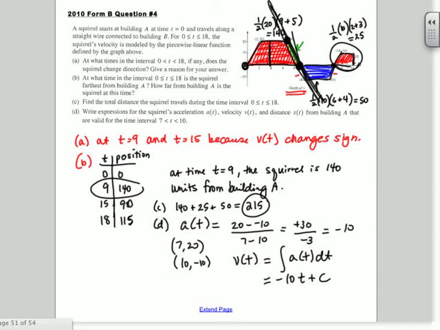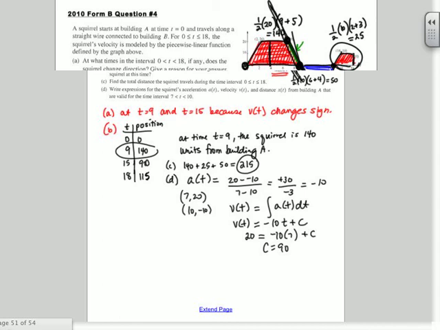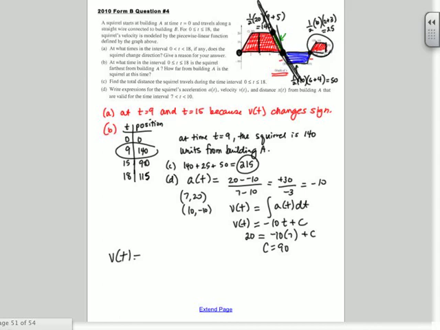You could plug in a point, right? So you're going to have v of t equals negative 10t plus c, and we want to use one of those points that's on the end, so like 7, 20 or 10, negative 10. So let's use 7 for t, 20 for v of t. So you get c equals 90. So that means v of t is negative 10t plus 90.